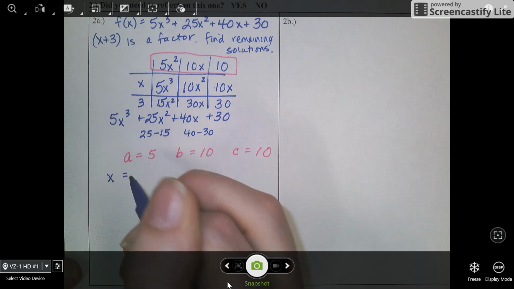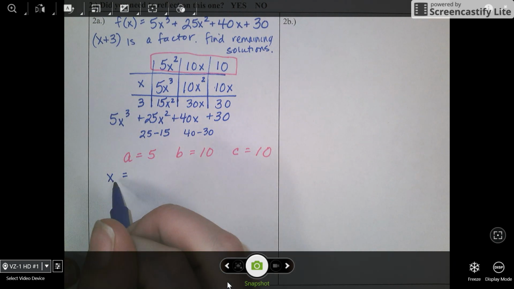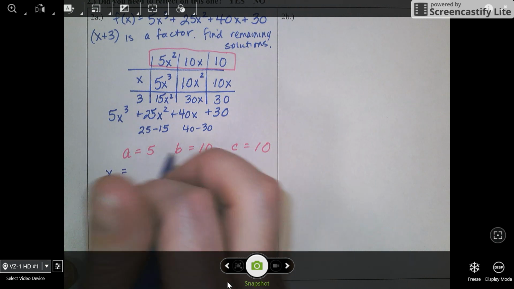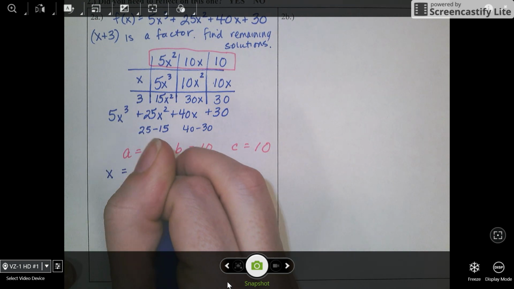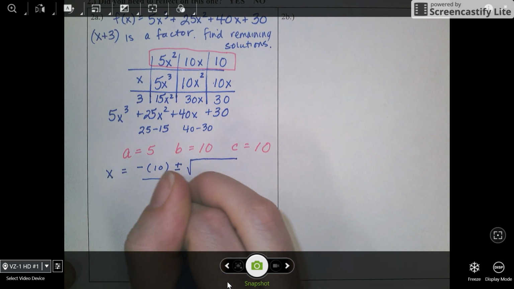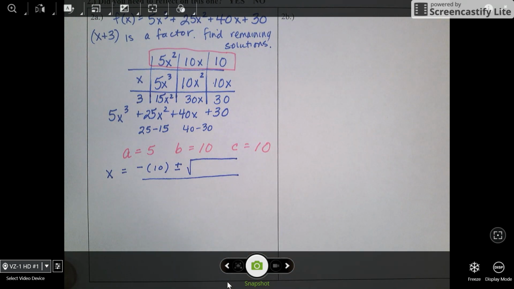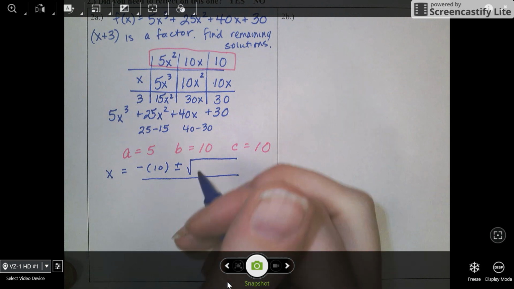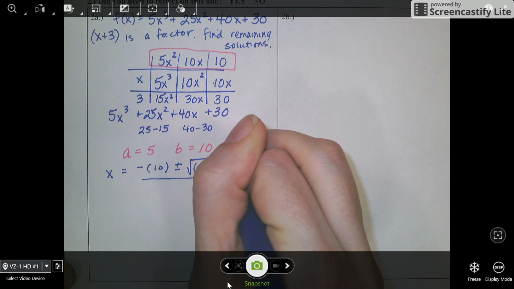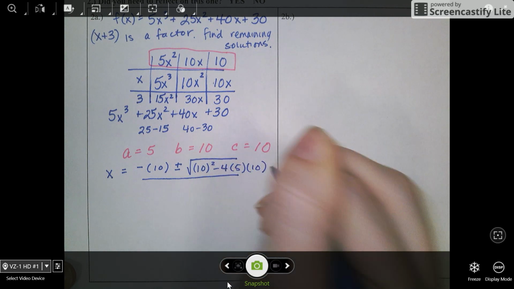So I'm trying to find the other solutions. This will give me my x values. Those are the remaining solutions. So I've got the opposite of 10, plus and minus. And again, the quadratic formula is on the back of your bookmark with the perfect squares on it. We've got 10 squared minus 4 times 5 times 10.